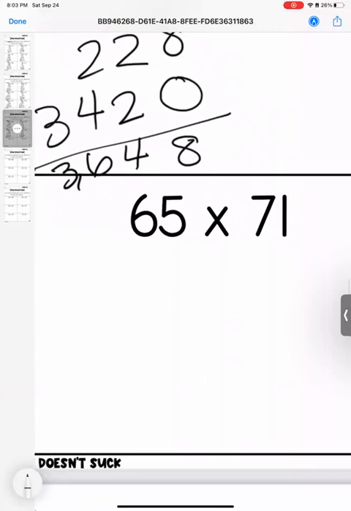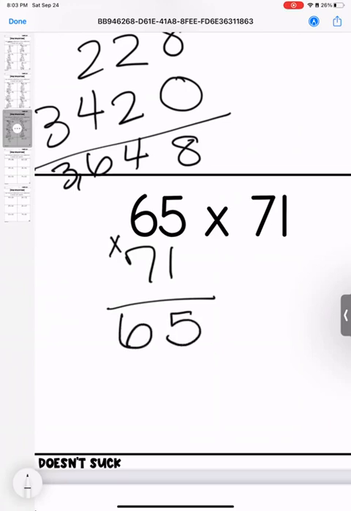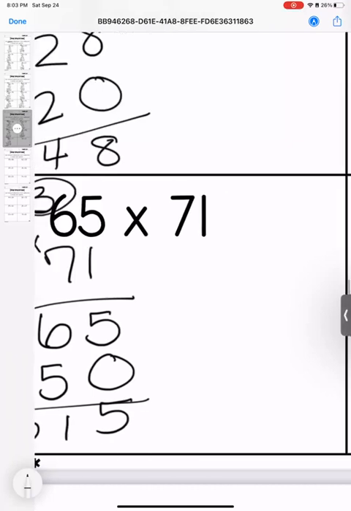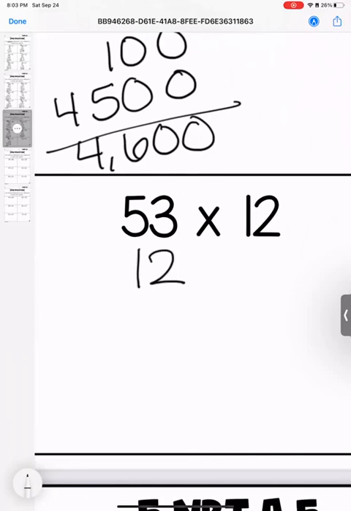All right, loves. 65 times 71. 5 times 1 is 5. 6 times 1 is 6. Place saving 0 and we slide to the tens. 7 times 5 is 35. 6 times 7 is 42. Add 3 is 45. We stack and add. We have 5 and 11 and 6 and 4, 4,615.